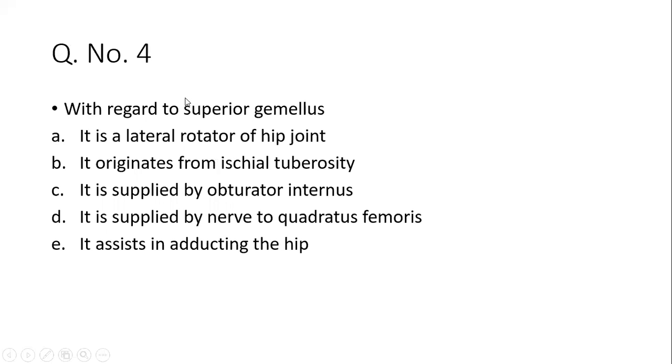Question number 4. With regard to superior gemellus: it is a lateral rotator of the hip joint. It originates from ischial tuberosity. It is supplied by nerve to obturator internus. It is supplied by nerve to quadratus femoris. It assists in adducting the thigh.